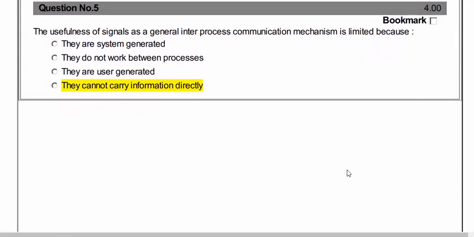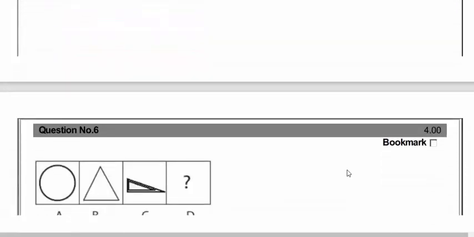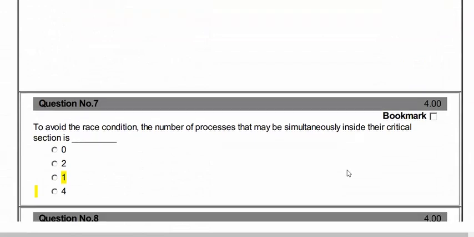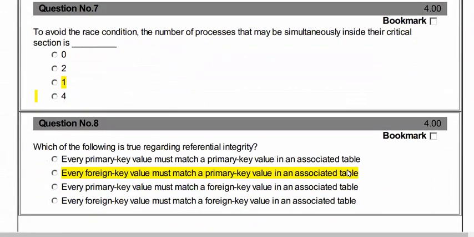Question number 5. The usefulness of signal as a general interprocess communication mechanism is limited because, option D is right, they cannot carry information directly. Question number 7. To avoid the race condition, the number of processes that may be simultaneously inside their critical section is, option C is right, 1. To avoid the race condition, the number of processes that may be simultaneously inside their critical section is 1.